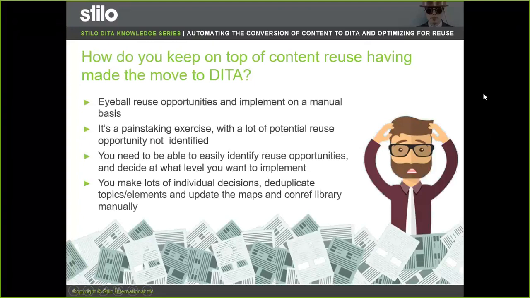So basically, the way in which this is typically done, and to this day really, is that users just eyeball reuse opportunities and implement changes on a manual basis. It's painstaking, and actually there's a lot of reuse potential which you just wouldn't be able to identify manually. So you need to be able to easily identify what the reuse opportunities might be, and then decide at what level you want to implement some of those opportunities as well. So you have to make lots of individual decisions. You dedupe topics and elements, and then you update the maps and the conref libraries manually. So what can we do to help?